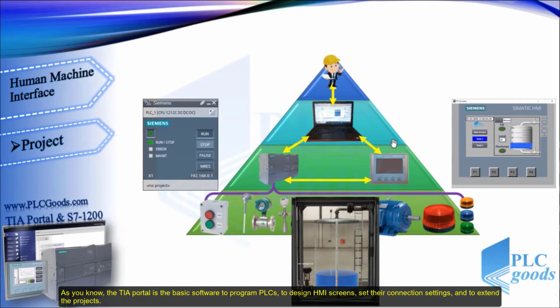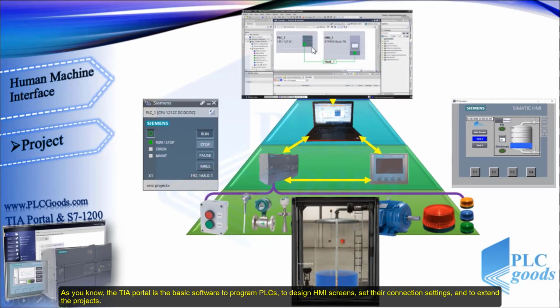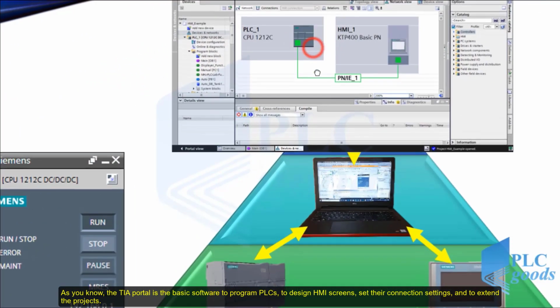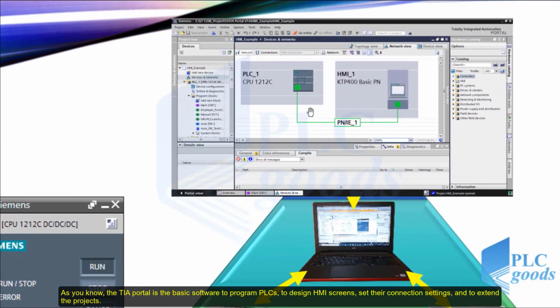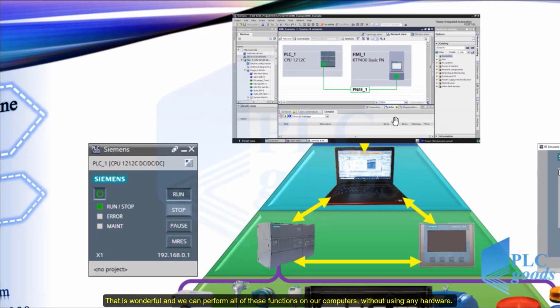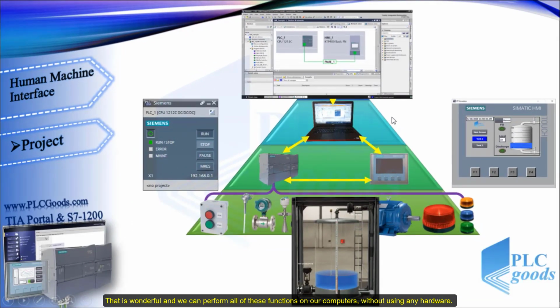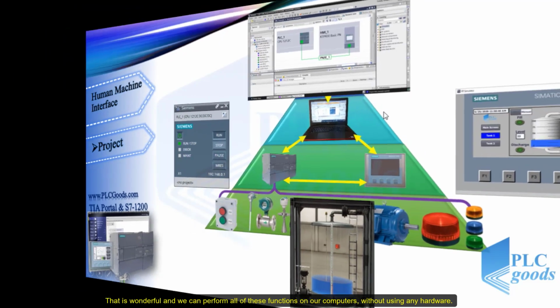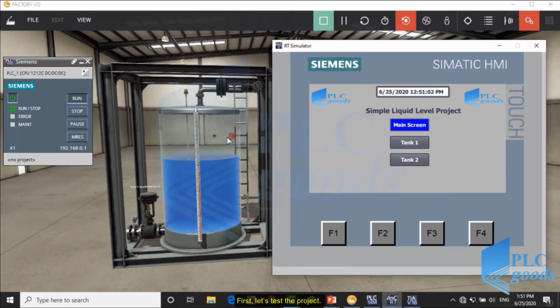As you know, the TIA portal is the basic software to program PLCs, to design HMI screens, set their connection settings, and to extend the projects. That is wonderful, and we can perform all of these functions on our computers without using any hardware. First, let's test the project.